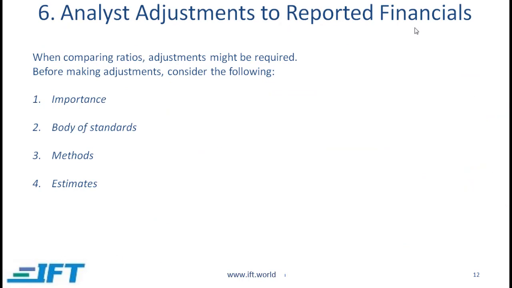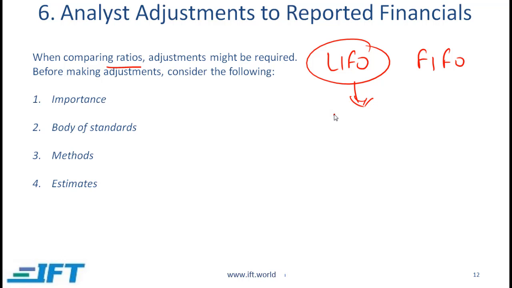Analyst adjustments to reported financials. When comparing ratios, adjustments might be required, and we have seen examples throughout the FRA material. Different companies might use different accounting standards. With inventory, for example, one company might use LIFO, another company might use FIFO. If you are comparing ratios that involve inventory, you have to make an adjustment. For example, both companies need to be presented as FIFO before you can make a comparison.